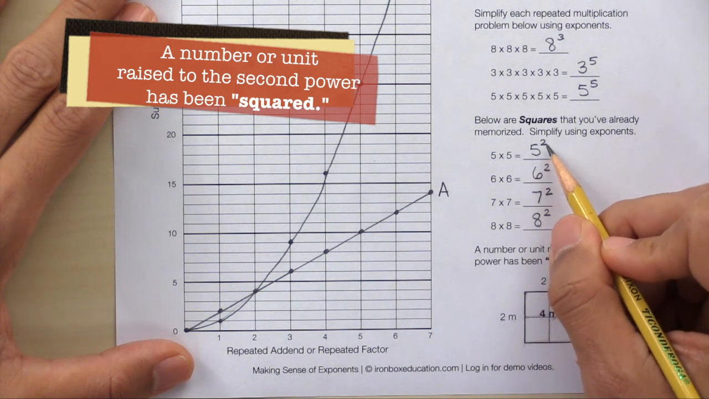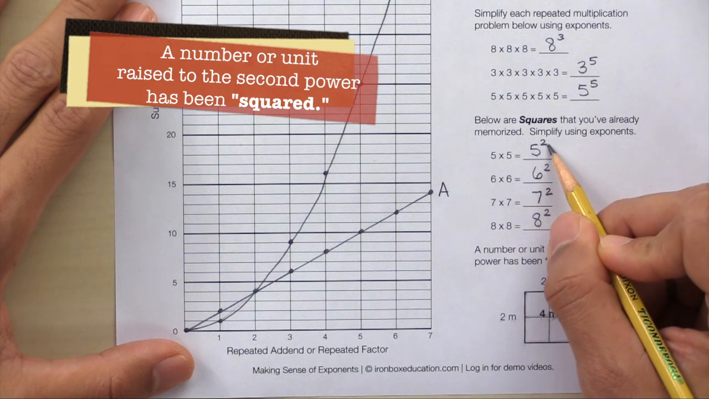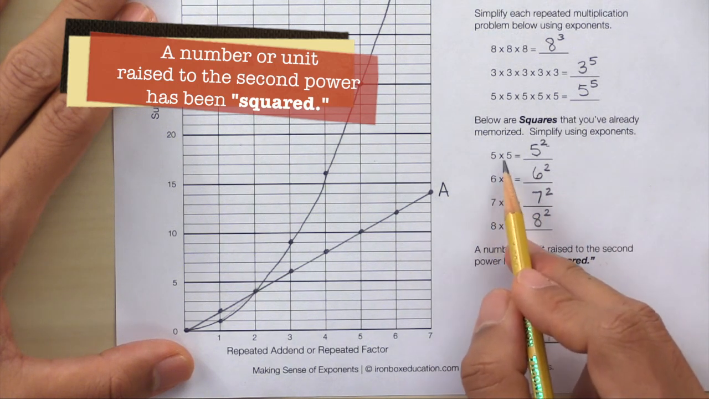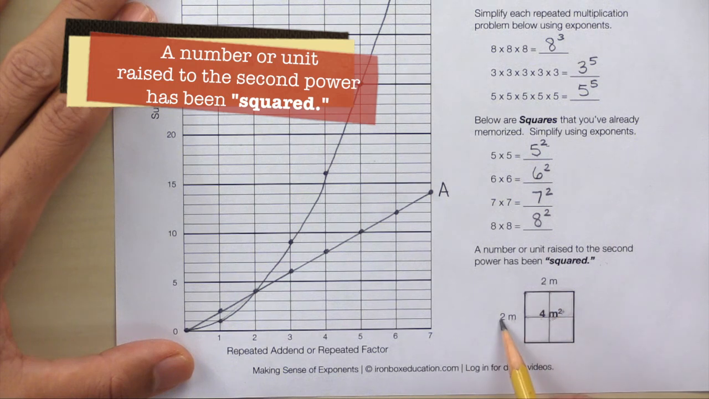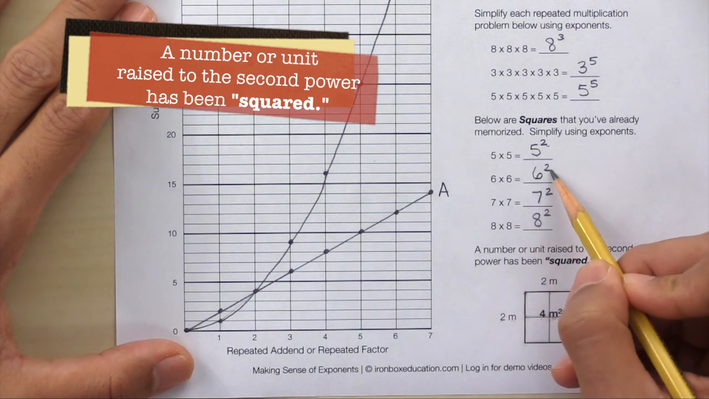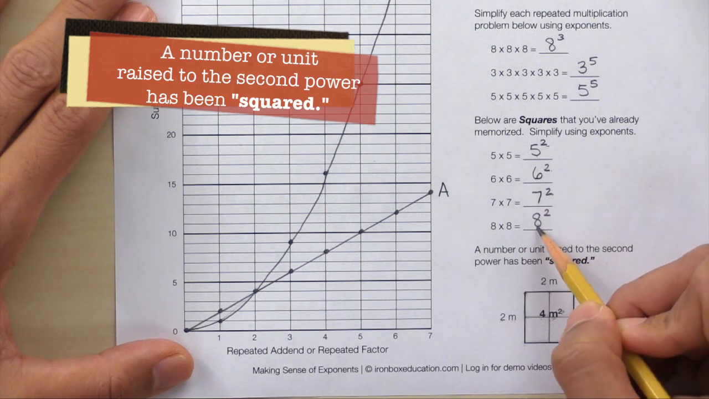Here, 5 to the second power can be pronounced as 5 squared, because when you multiply something by itself, it makes a square, just like this. Here's 6 squared, 7 squared, and 8 squared.